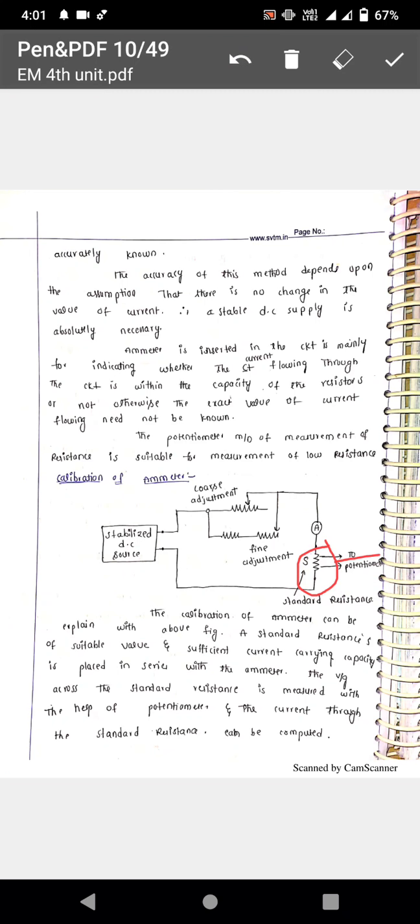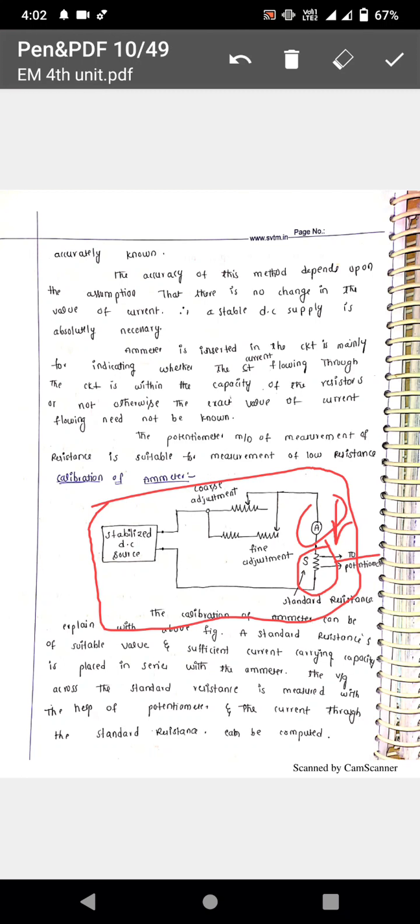Now the potentiometer measures the voltage drop across the standard resistance. That unknown voltage is equal to the voltage drop for the current through the ammeter, that is the voltage across the ammeter. That means V into I is the voltage drop. Similarly, we measured the unknown voltage across the standard resistance. We are comparing the ammeter current and the potentiometer voltage. If both are equal, then the error is 0. The ammeter will be calibrated by this circuit.